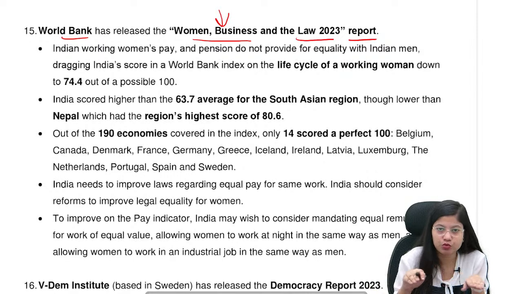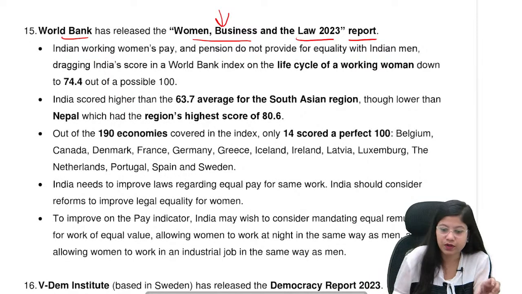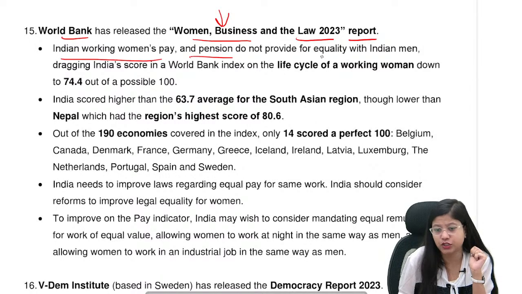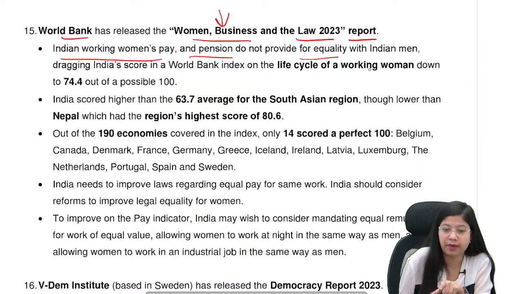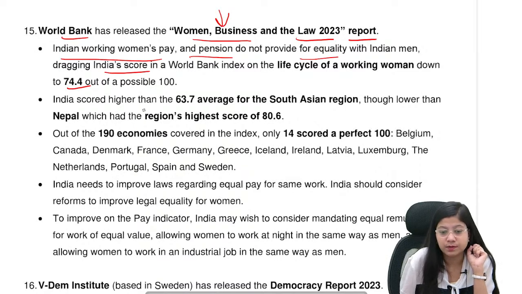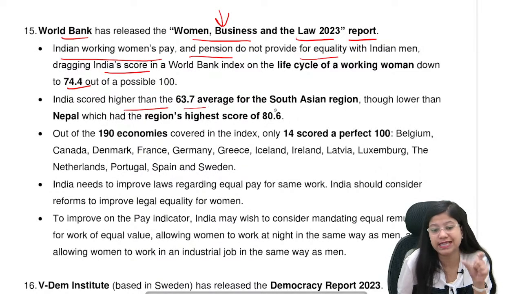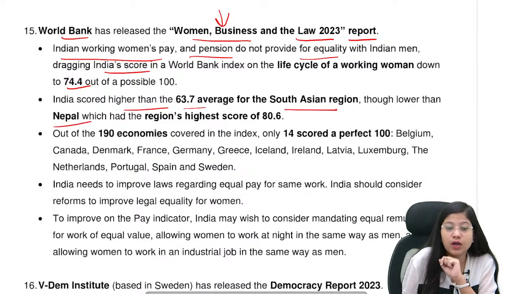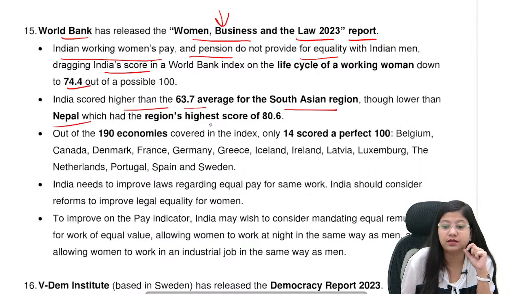Okay, so we need to have the legislation for that, and still we are performing very poor. Indian working women's pay and pension do not provide for equality with Indian men, dragging India's score to 74.4 out of 100. India scored higher than the 63.7 average for the South Asian region, but lower than Nepal, which had the region's highest score of 80.6.